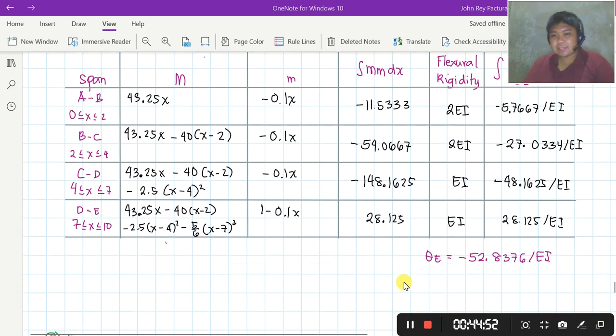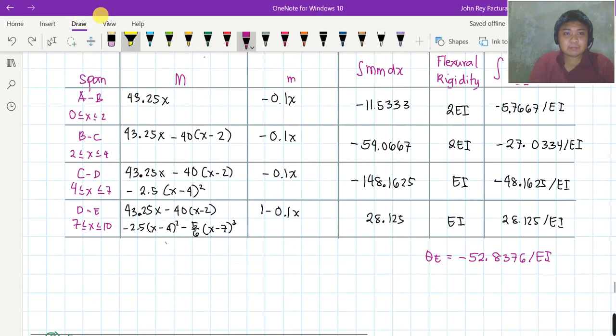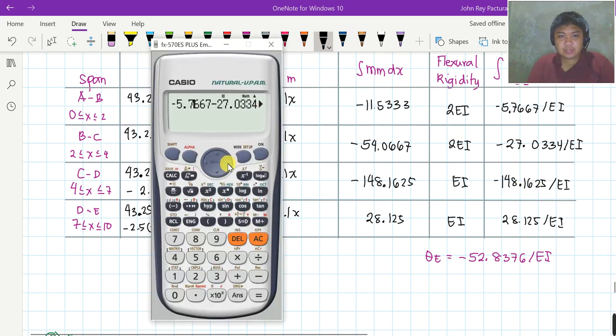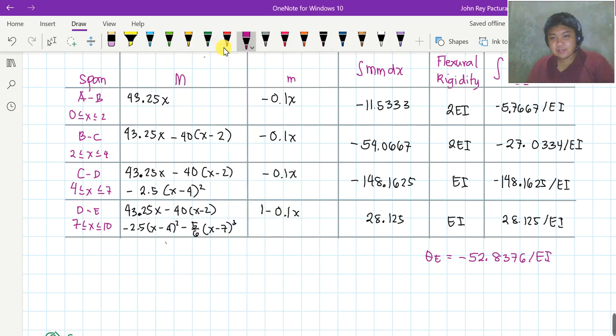Pasensya na, may namali lang pala ako ng pagkopya. Dapat pala negative 148 dito. Oo, namalikmata lang ako. So, negative 148. I'm referring to this one. So, pag inad natin siya, balik tayo dito. This must be negative 148 ito. So, ang final answer natin, wait lang, hindi siya dapat ganito. Namali lang ako. 148.1625. So, ito siya. Negative 152.8376 class. Okay? So, sige.